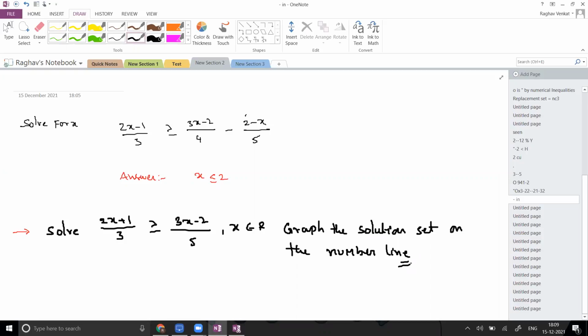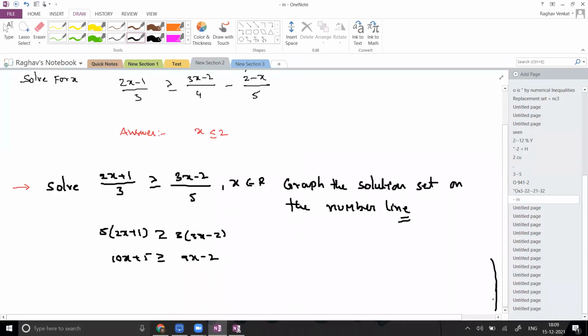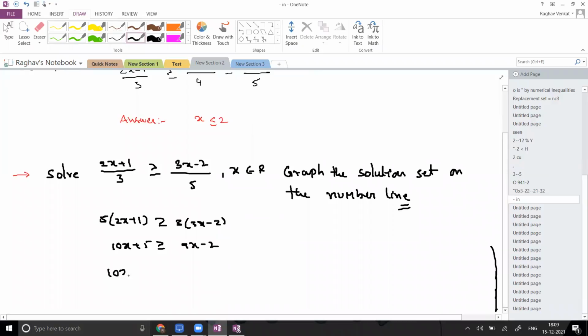x will be greater than or equal to minus 11 is the solution. So cross multiplication: 5 of (2x plus 1) greater than or equal to 3 of (3x minus 2). So 10x plus 5 greater than or equal to 9x minus 2. Taking all variables to one side, 10x minus 9x greater than or equal to minus 2 minus 5. So x is greater than or equal to minus 7... correction, the speaker concludes x is greater than or equal to minus 11.